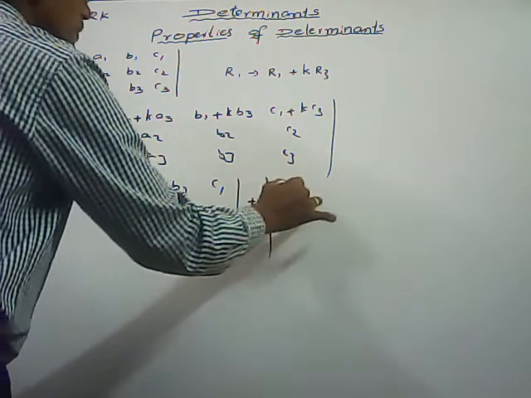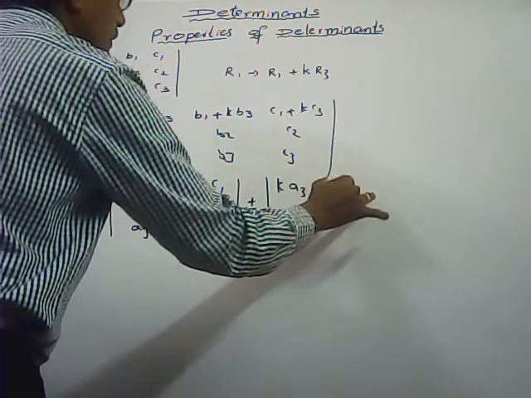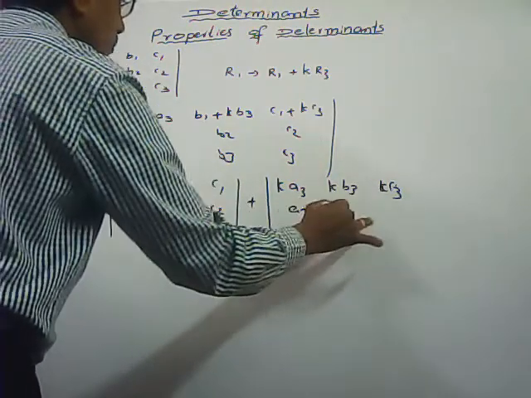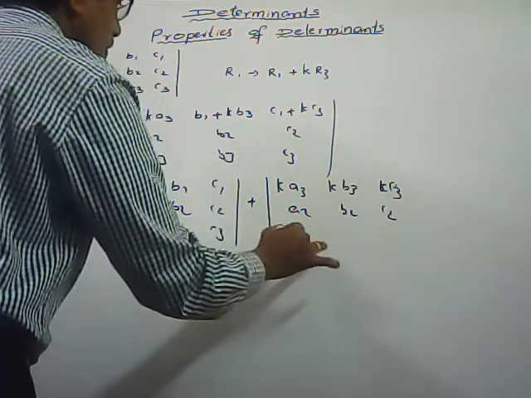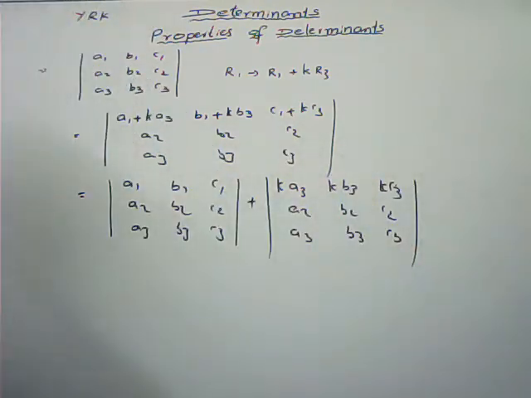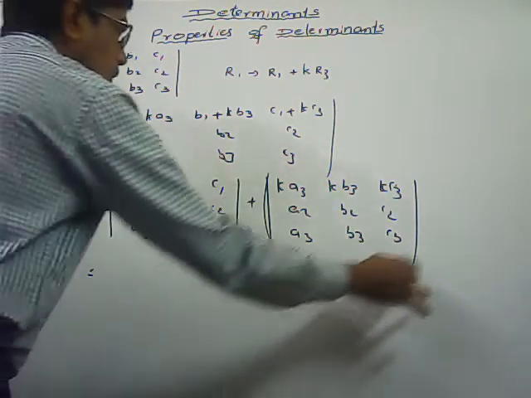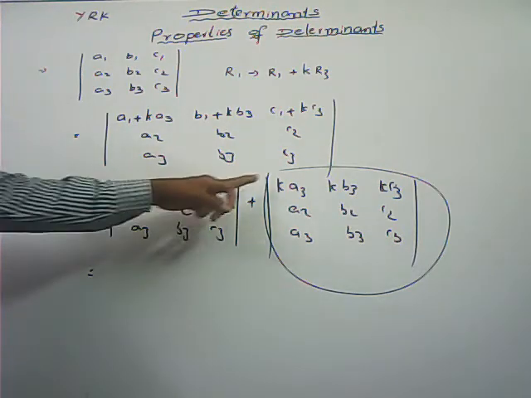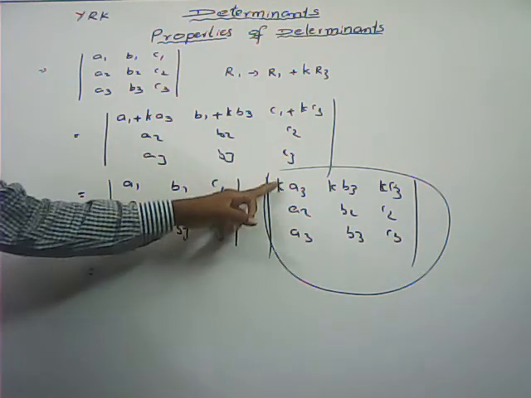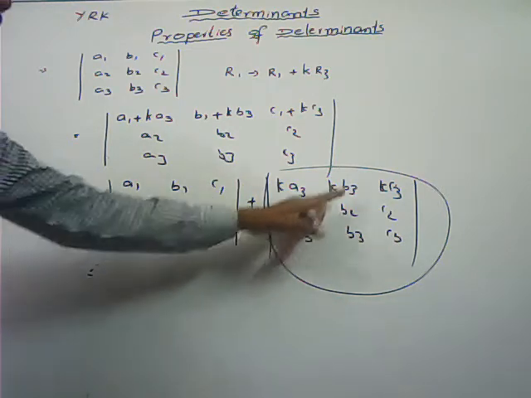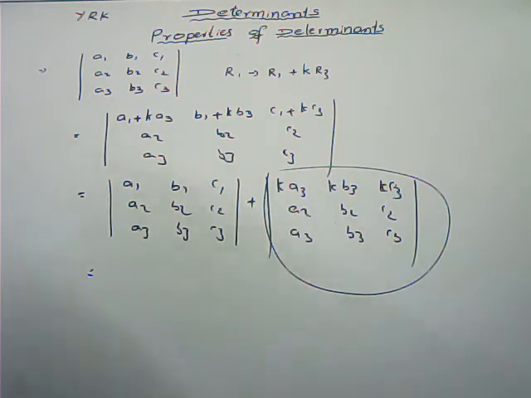KA3, KB3, KC3, A2, B2, C2, A3, B3, C3. Now here you can see, the first row and third row you can observe are proportional only. What is the ratio of these two? K. KA3 by A3, K only. The ratio of the two terms is also K.